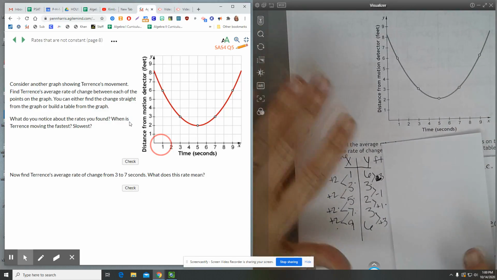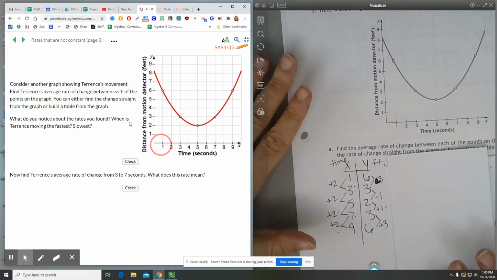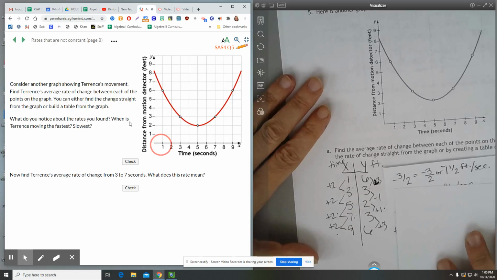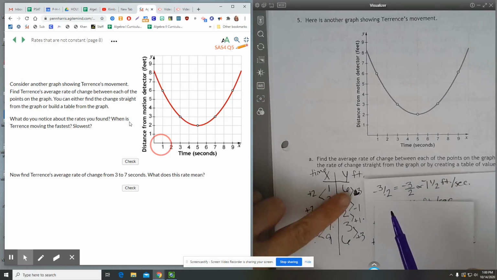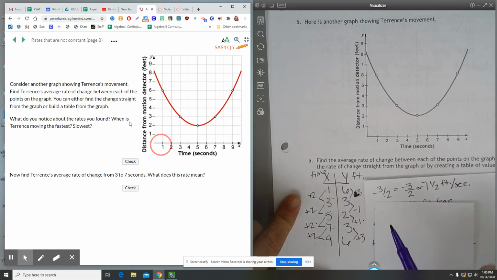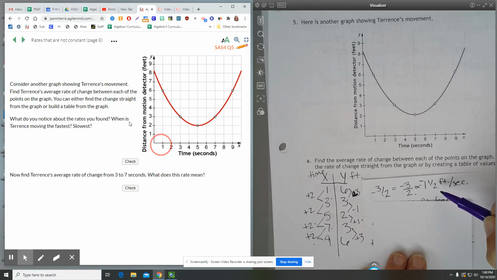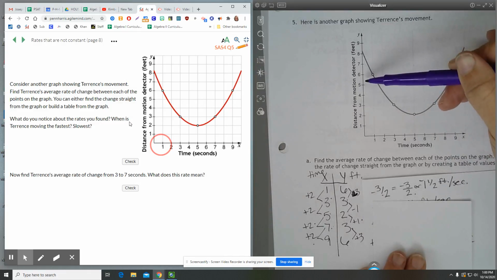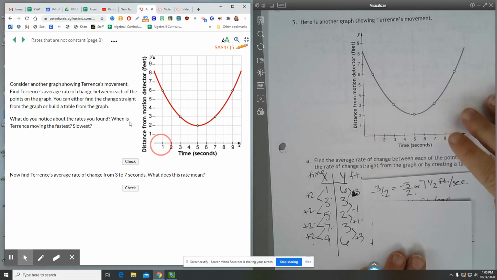Okay. So with that, let's find what the average rate of change is between each of those intervals. So on this first one, we say it's -3, because I found the difference of 3, over 2, which is -3 over 2, or we can call it -1.5 feet per second. He is moving closer to the detector at a speed of 1.5 feet per second.